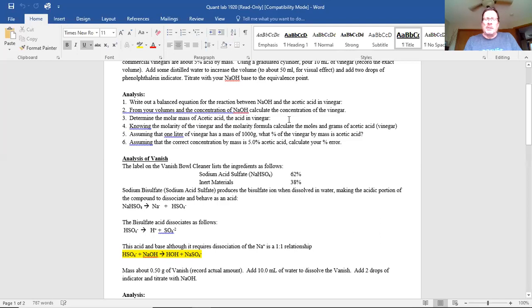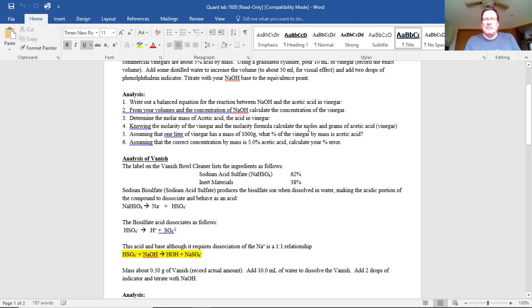Number 3, determine the molar mass of acetic acid. That's just add it up. Add up the molar mass. You've got the formula of acetic acid, add it up. And then number 4 is knowing the molarity and the molarity formula, which is molarity is moles per liter, right? Then find the moles and the grams.